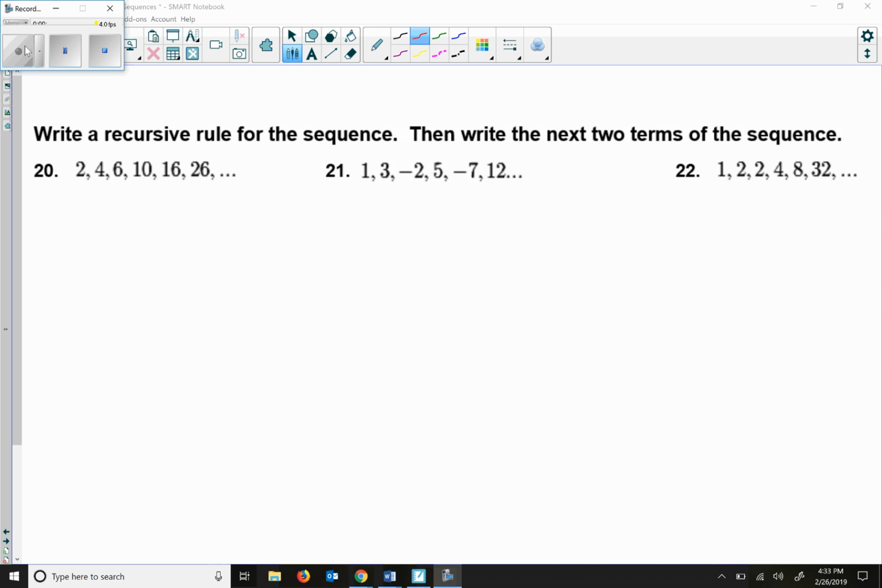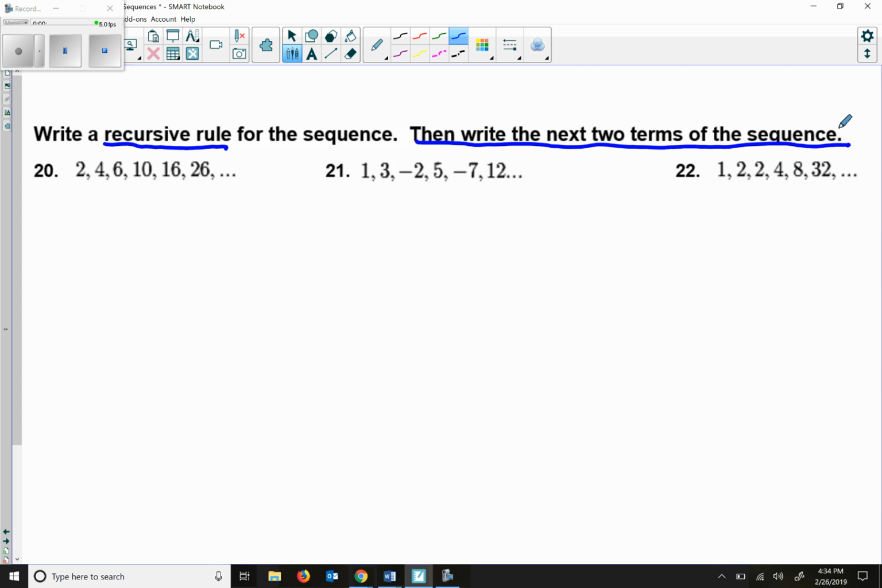Welcome back. We've got our last example. So example 5. For these three problems that we're looking at, write a recursive rule for the sequence and then write the next 2 terms of the sequence. Now for these, the recursive rule is going to be just a little bit different.